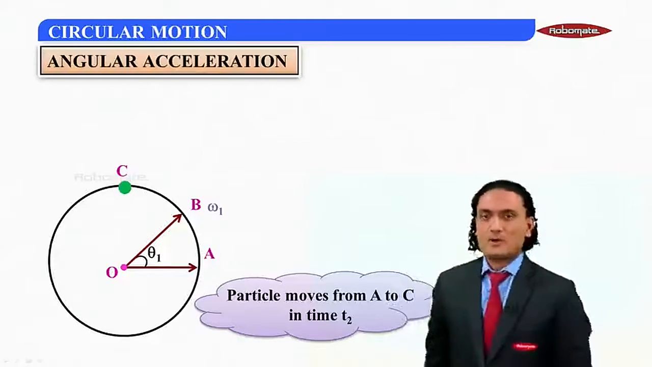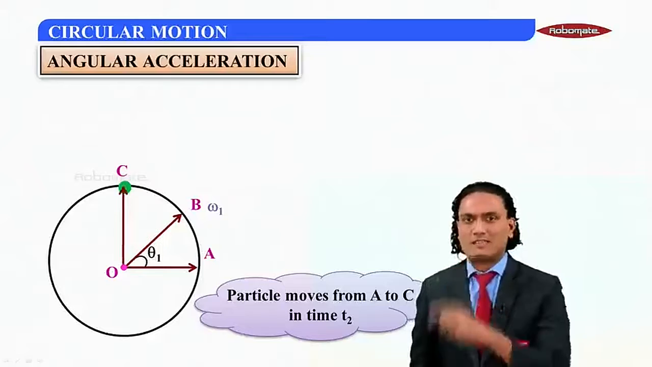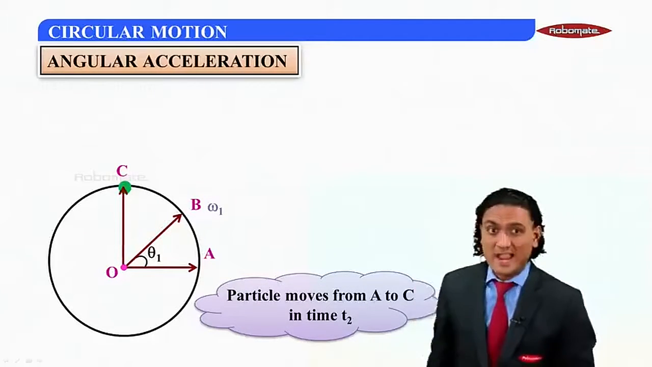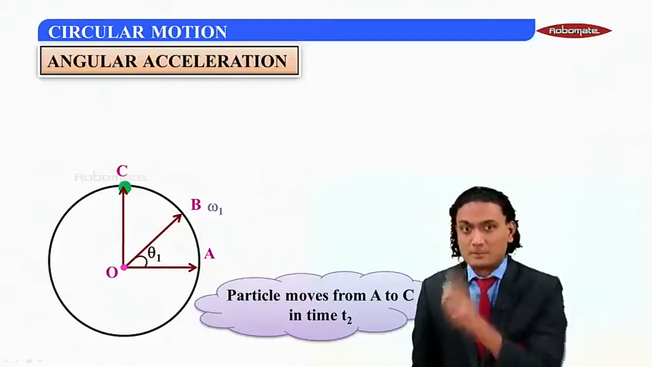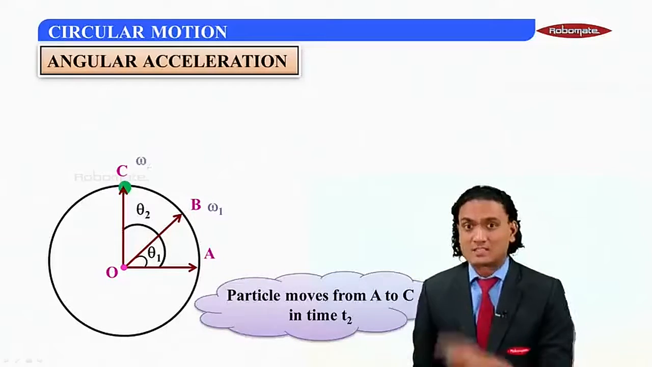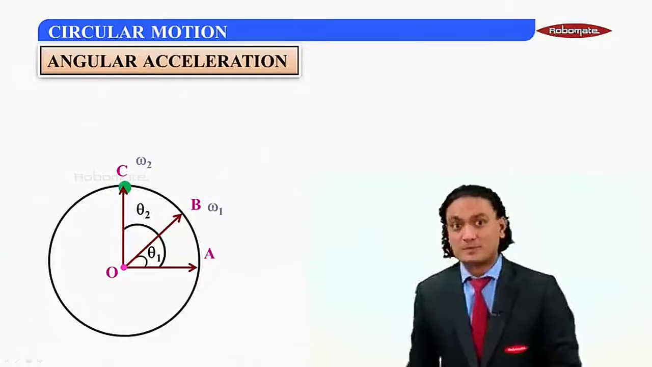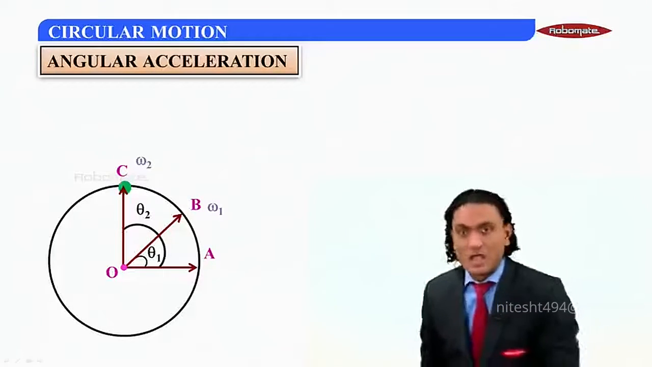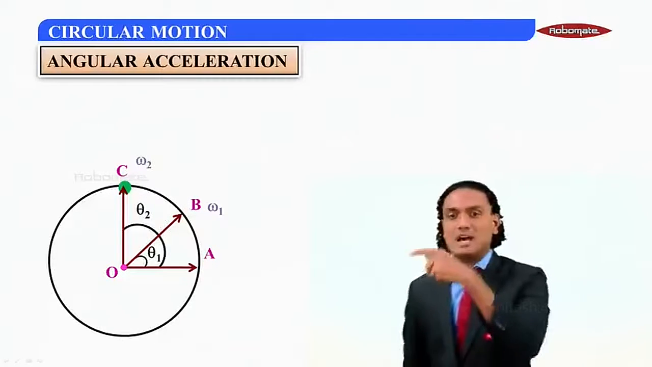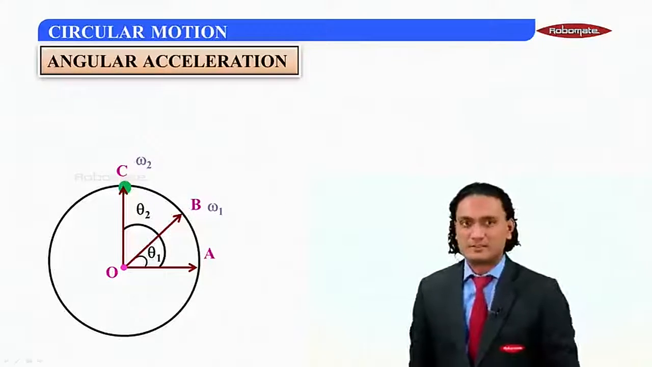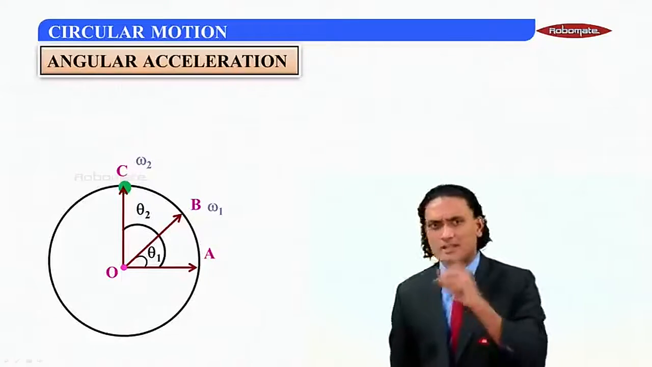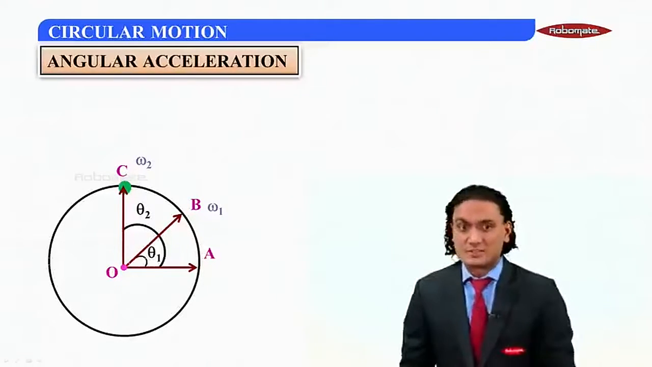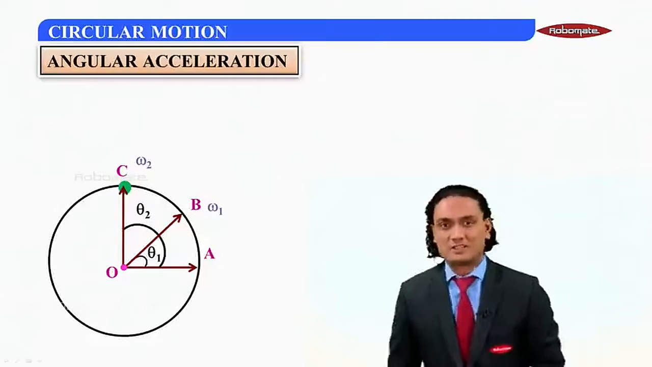Now, let me draw radius vector. OC will be my radius vector. With respect to A, the radius vector has swept an angle theta 2, and omega 2 is the angular velocity of the particle. Is that clear? Right now the angular velocity of the particle is omega 2. Now students, angular velocity has changed, so we can define what is angular acceleration.